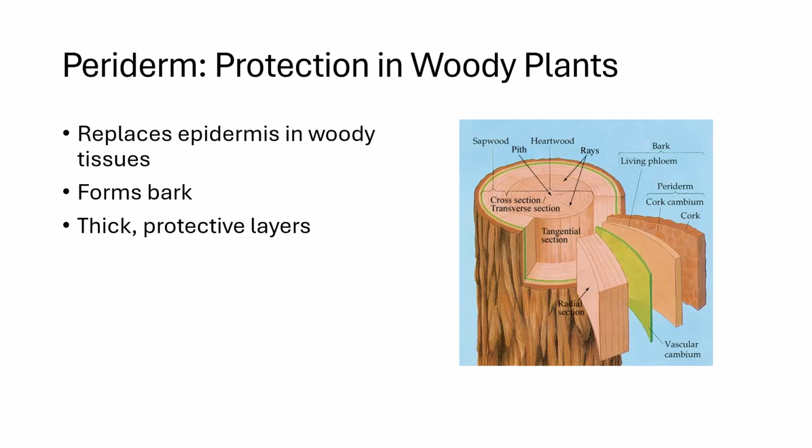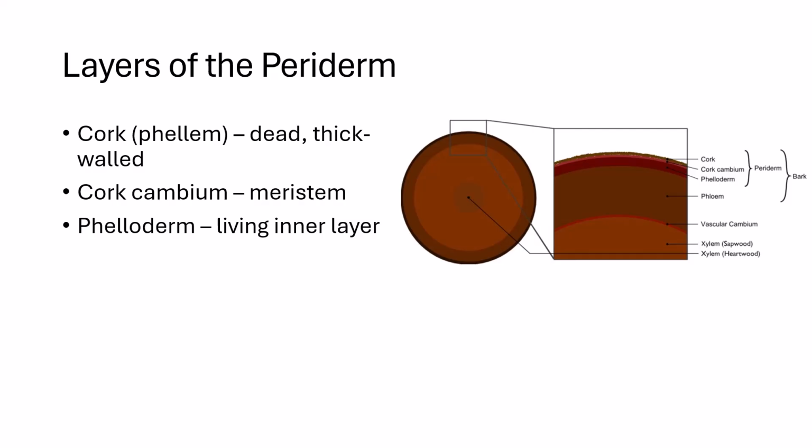In woody plants, the epidermis is replaced by a secondary protective tissue called the periderm. The periderm forms the outer bark and provides strong protection against physical damage and water loss. The periderm consists of three layers.